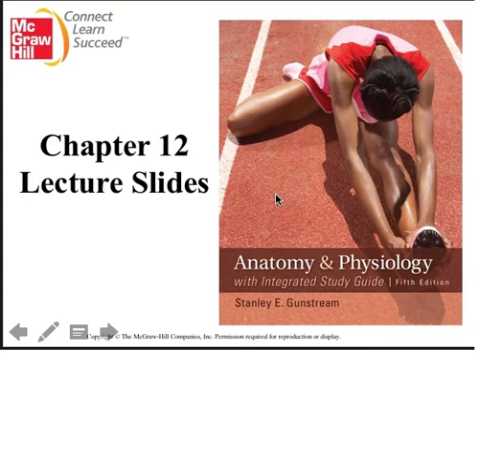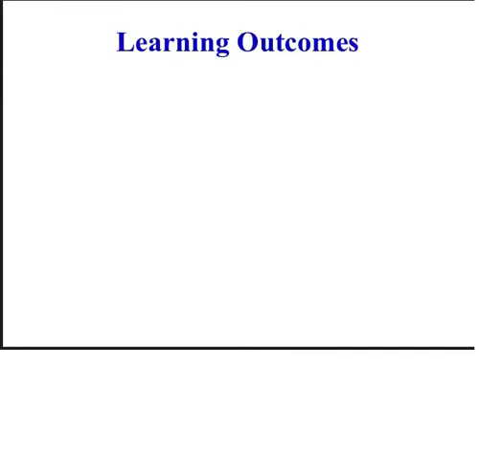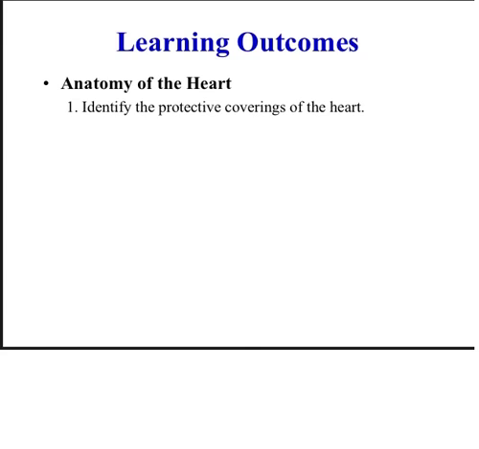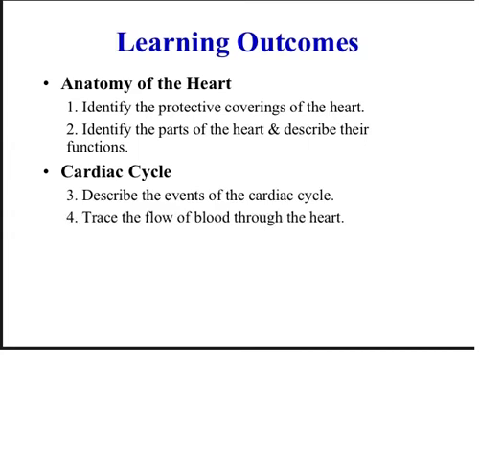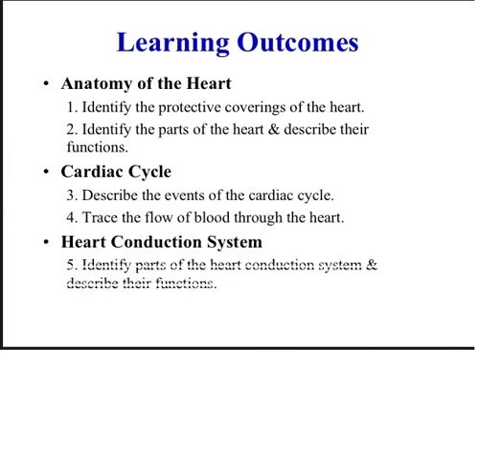Okay, welcome everybody to Chapter 12 from Gunstream, where we're going to discuss the anatomy and physiology of the circulatory system. Specifically, we'll be dealing with the heart and the blood vessels. We'll ID the protective coverings of the heart and the parts of the heart and describe what they do. We'll describe the events that take place during the cardiac cycle and trace the flow of blood through the heart.